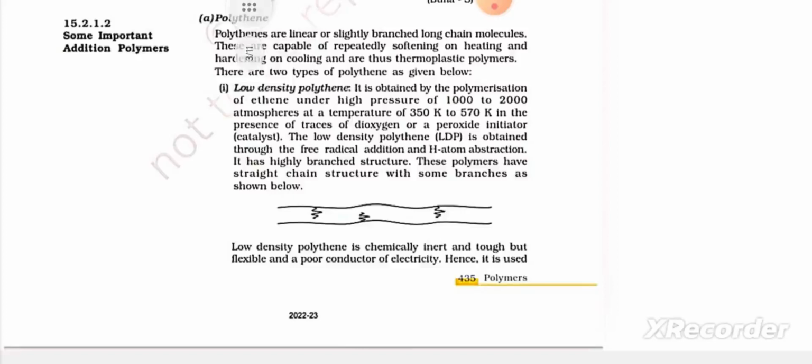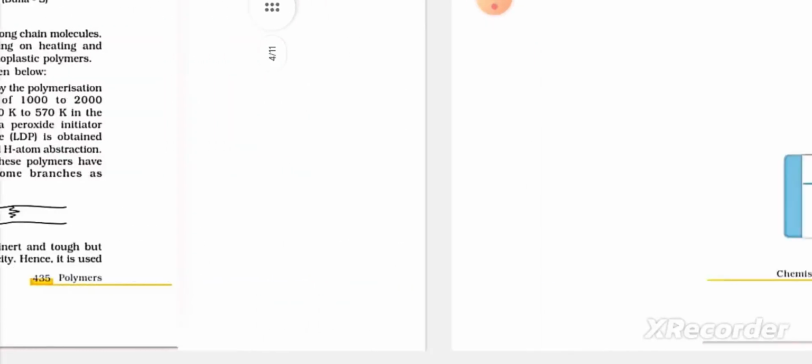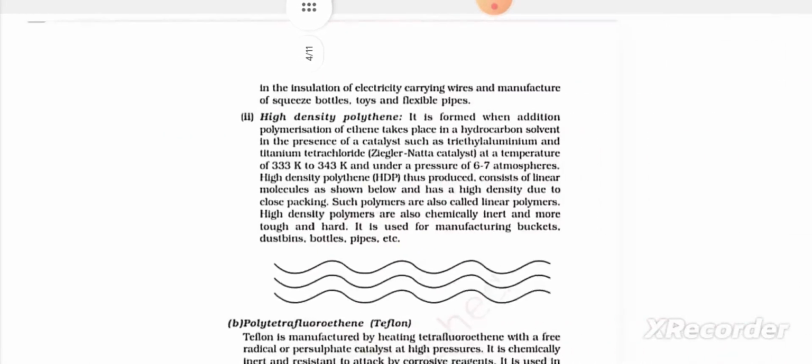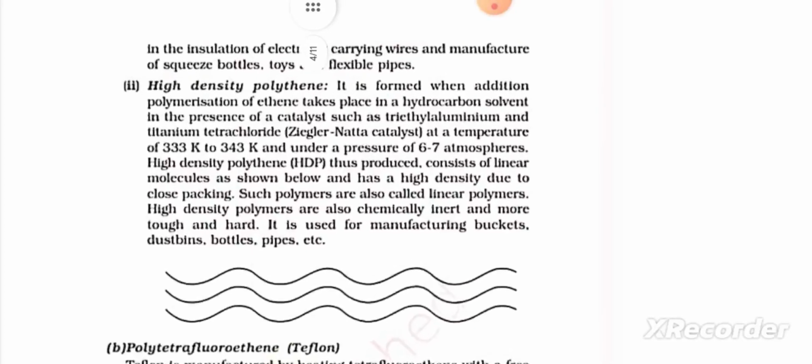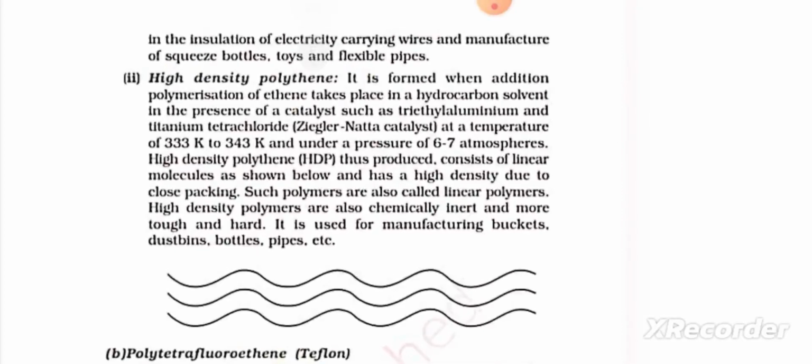Low density polythene is chemically inert and tough but flexible, and a poor conductor of electricity. Hence it is used in insulation of electricity carrying wires and in manufacturing of squeeze bottles, toys and flexible pipes.